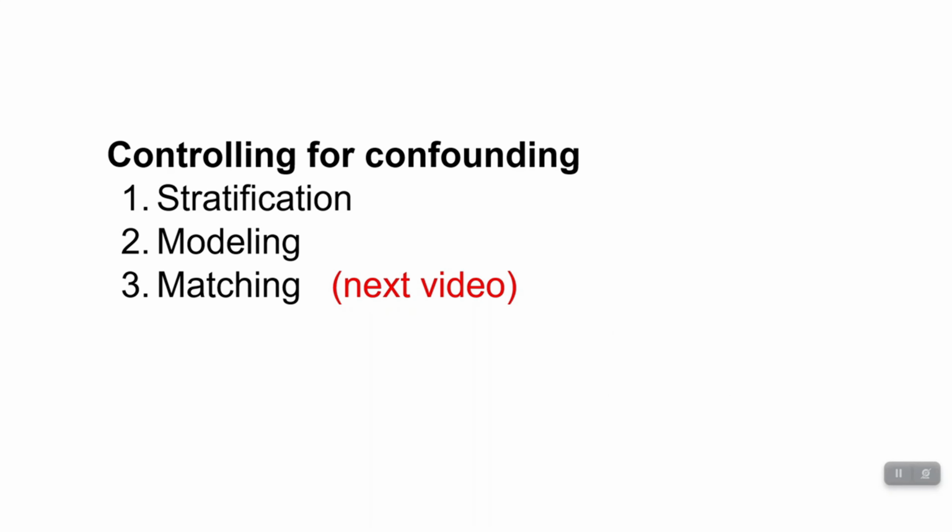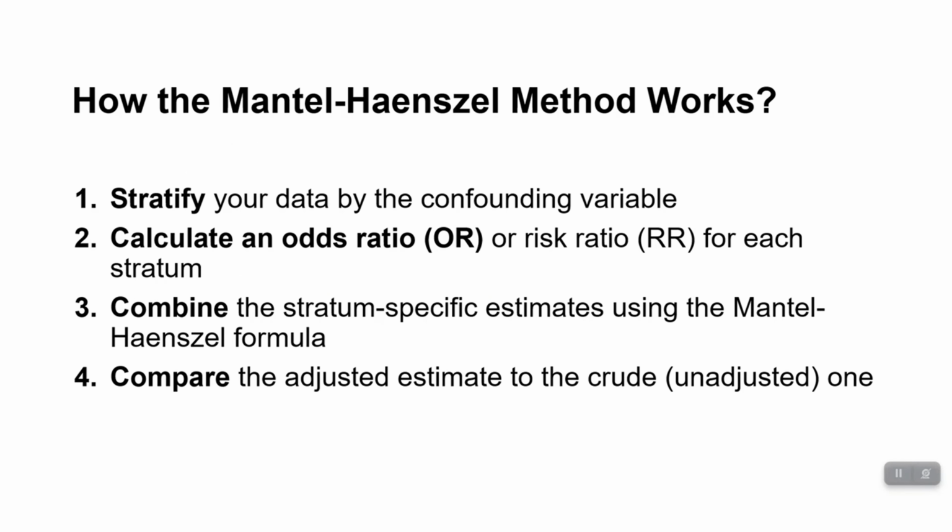So there are multiple ways to control for confounding variables. In this session, we will talk about stratified analysis using the Mantel-Haenszel method, and also modeling using a logistic regression model or conditional logistic regression model. And in the next video, we will talk about matching techniques. Let's see how the Mantel-Haenszel works. The Mantel-Haenszel is used when we want to adjust for a potential confounder using a stratified analysis. So instead of looking at just one big table, we break down the table into strata of the confounding variable and then calculate the odds ratio or risk ratio within each stratum.